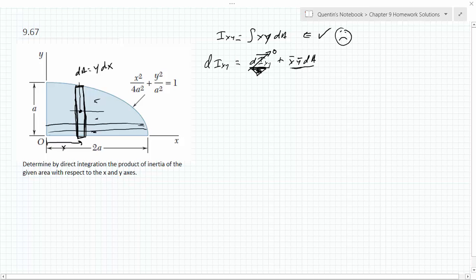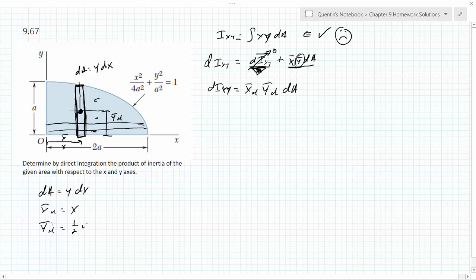So then we're looking at this term right here. What is the x distance? dIXY is the x distance from the axis, which is just the x bar of the differential element, times the distance from the x-axis, which is the y bar of the differential element, times dA. So let's define these. dA is y dx. X bar of this element is, at any point, just x. Y bar of this differential element is halfway up, so it's 1/2 y.